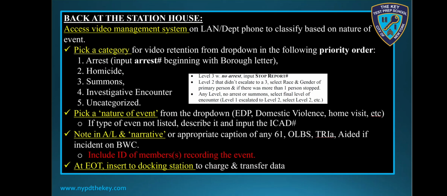Level 2 that didn't escalate to a level 3, select race and gender of primary person, and if there was more than one person stopped. Any level of encounter, no arrest or summons, select final level of encounter, level 1. If it escalated to a level 2, select level 2, and etc. Pick a nature of event from the drop-down, EDP, domestic violence, home visit, whatever. If type of event not listed, describe it and input the ICAD number.